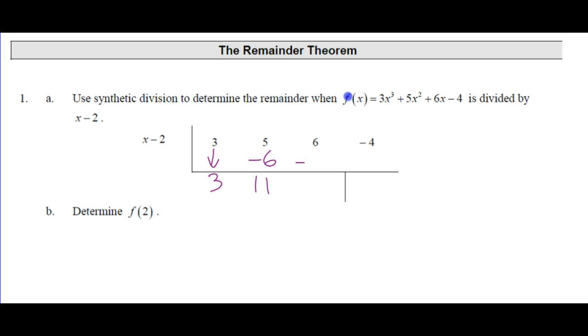-2 times 11. 6 minus -22, positive 28. -2 times 28. You can work on these skills if you're doing it without calculators. -56. -4 minus -56 is 52. Okay. So what's the remainder?